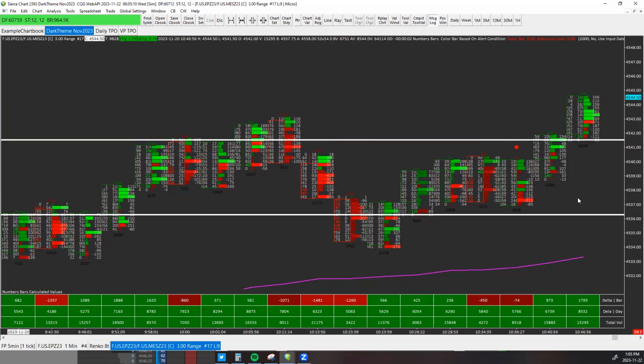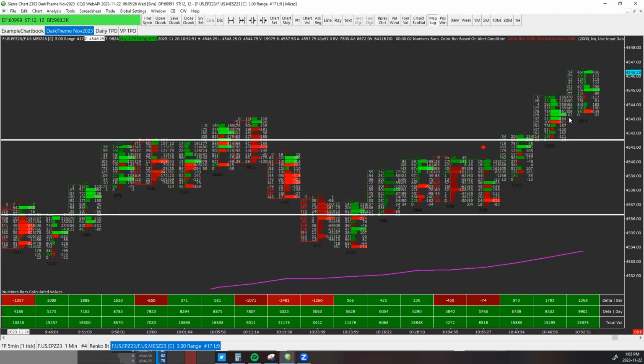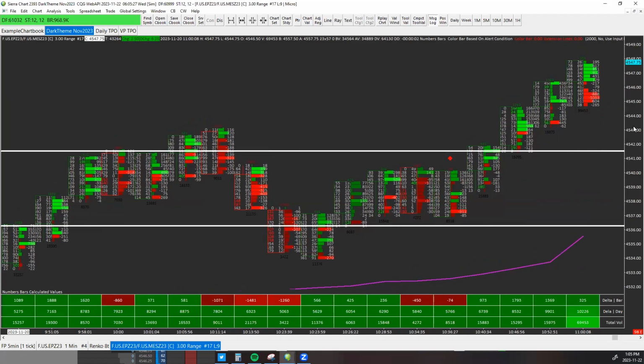So if I want to continue this move, I just want to find clusters of large delta right here, here, that hold out support, here, that holds out support, here, that holds out support, so we can buy into them, and that's how we can follow these trends. The big buy deltas, right? Those are the areas I want to be stepping in, right, for that continued move.